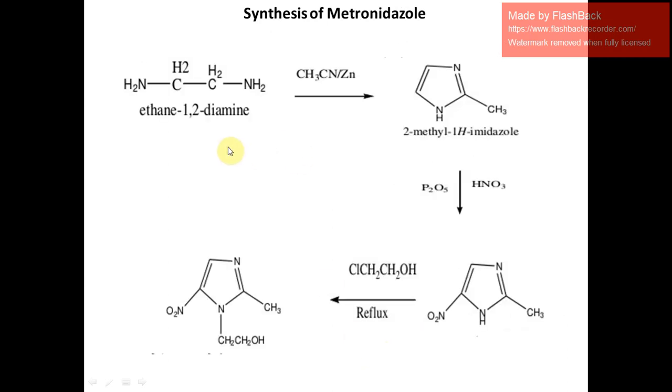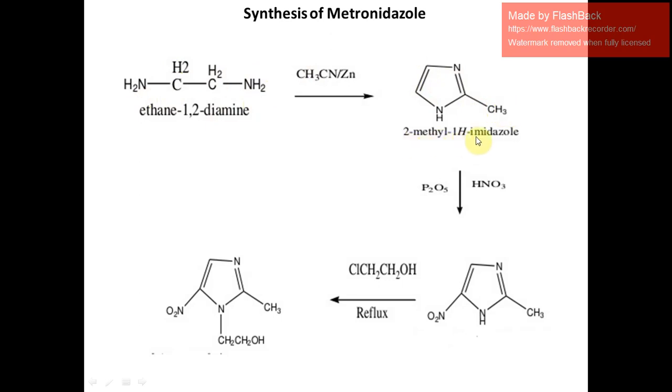Synthesis of metronidazole. Ethylene 1,2-diamine, this structure, is there as starting material. It is treated with methyl cyanide in the presence of zinc dust, and cyclization takes place. So this is CH2CH2, from here 2 hydrogens are lost to form CH double bond CH, then from here 2 hydrogens are lost, meaning 4 hydrogens, and this one hydrogen, so N double bond, and then CH3.